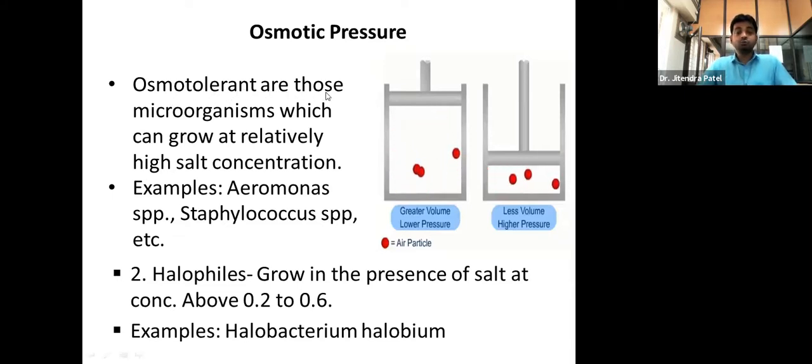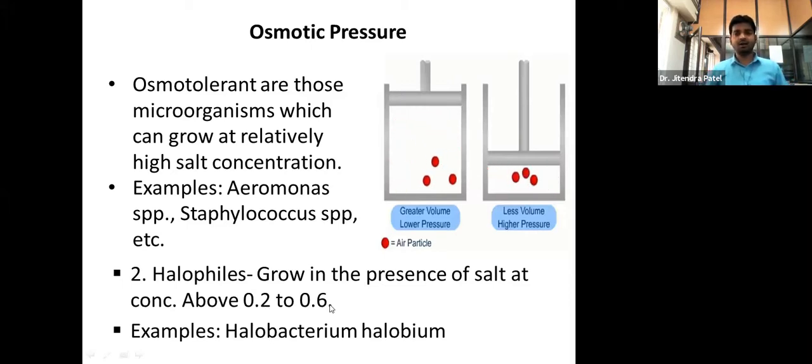So osmotolerant organisms are those microorganisms which can grow at a relatively high salt concentration. High salt concentration means a high concentration of NaCl, right? Osmotolerant means they can tolerate the osmotic pressure which has been created, and they can grow. Examples are Staphylococcus and other species in the osmotolerant type of bacteria.